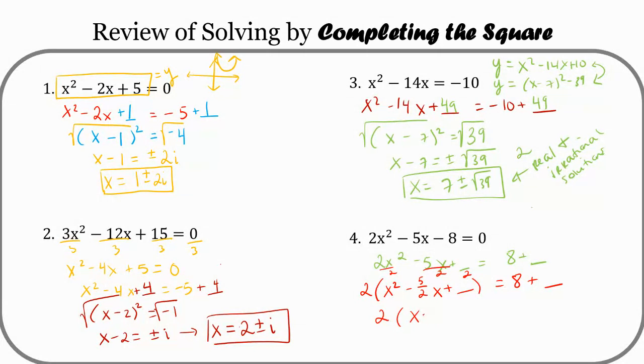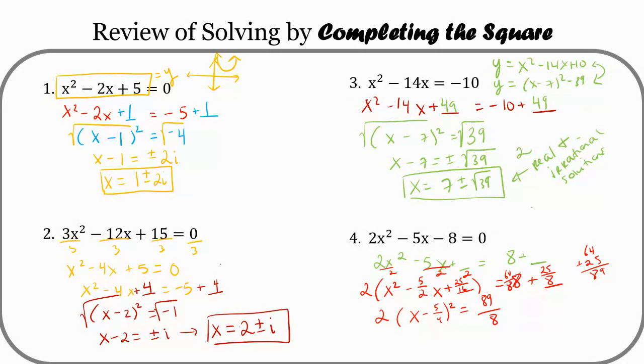This would have to be x minus, if I divide this in half, 5/4. So this is 25 over 16. If I double that, I get 50 over 16, which is 25 over 8. We're going to add 25/8. So this would be 64/8. 64 and 25 is what? 89? 89/8. And then I'll divide by 2.